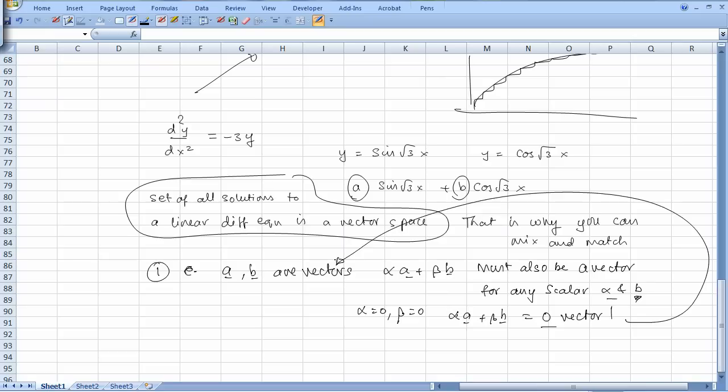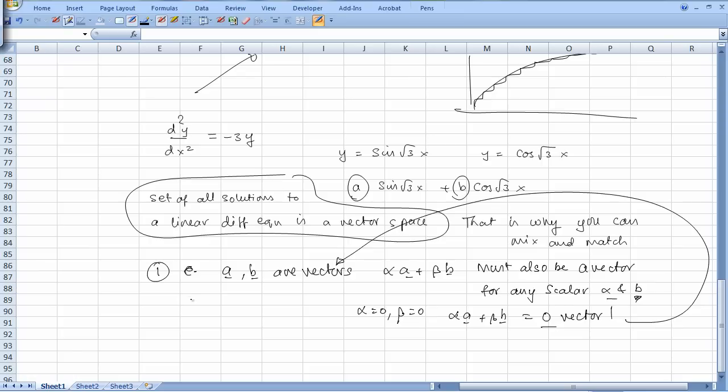You're with me? So the idea is closure. You should not be able to step out of the set. Imagine you are on your vector island, right? You cannot be voted off the island. So everything has to be inside the island. You cannot step out of it. Okay, so that's the most important thing, and you should be able to mix and match.